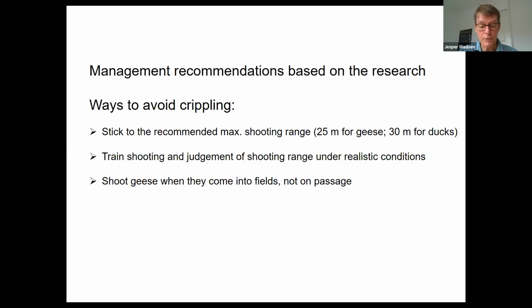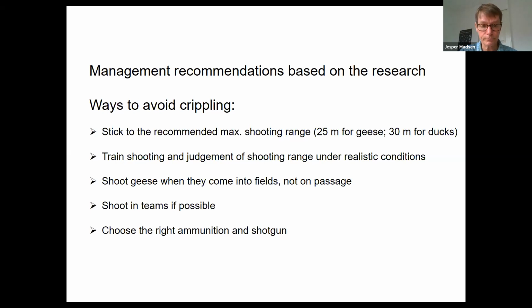A very important message is to focus on shooting geese when they come into the fields, using camouflage, decoys, and calls, and not to shoot when the geese are passing over, because it's so difficult to judge the distances. If possible, shoot in teams, because you can supplement each other. When you see a bird becoming crippled and flying away, maybe your teammate has a chance to give it a shot. Then choose the right ammunition and shotgun. There's a whole discussion about that and recommendations coming from that. And finally, use a good retrieving dog, because otherwise it's really hard to find geese that are down at a long distance and in the vegetation.